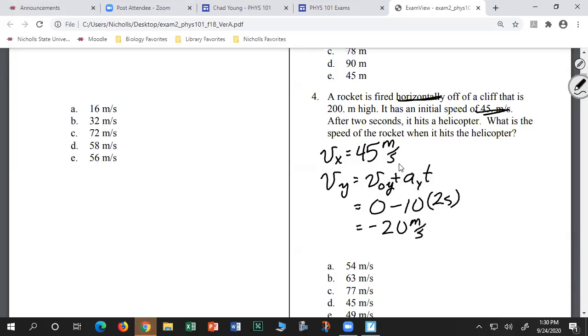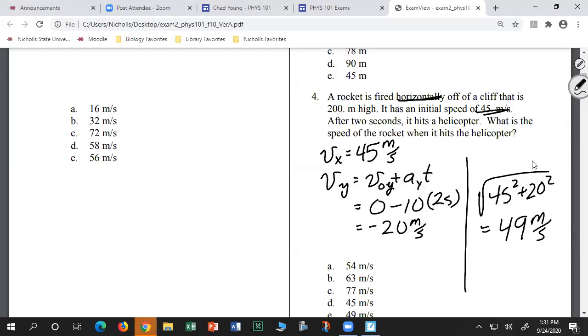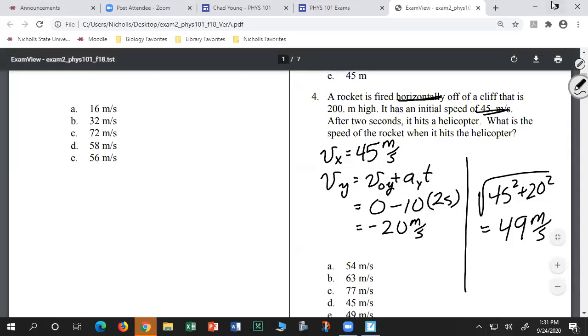So now I have 2 velocities. I have to use the Pythagorean theorem to find the resultant of those 2. 45 squared plus 20 squared. That's probably, what, 54? No, 49. This is equal to 49. Okay? Be prepared for that. You're going to see it tomorrow on the test.